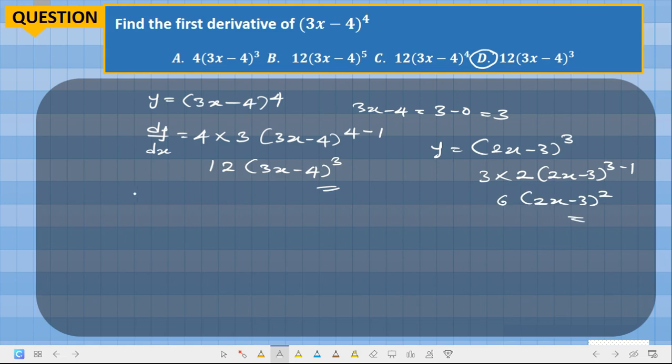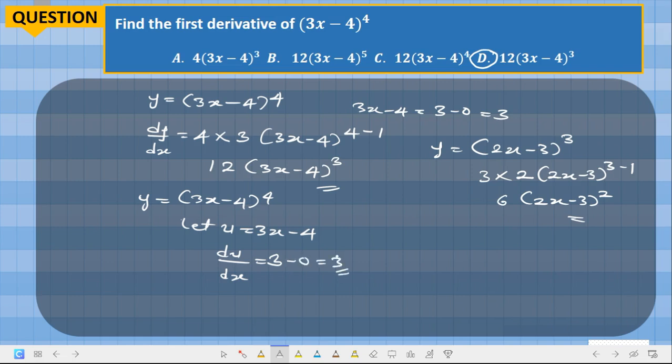Now you can decide to use the long method also. We say our y is (3x minus 4) raised to the power of 4. You can say let u be equal to 3x minus 4. Okay, so your du/dx is what? Differentiate 3x, what will it give to you? 3. Minus differentiate 4 is 0, so 3 minus 0 is 3.